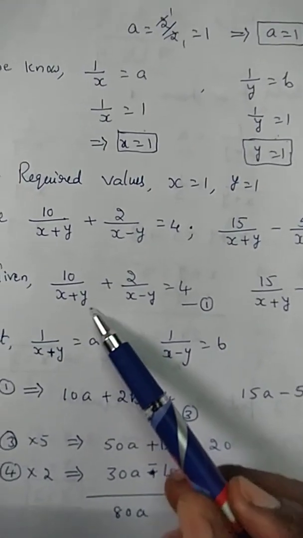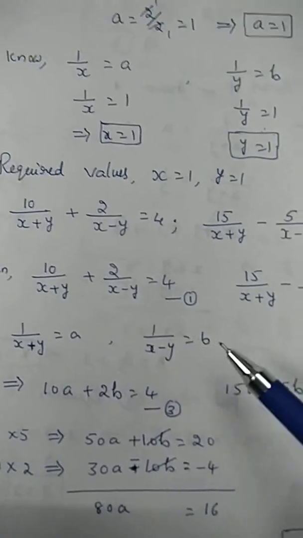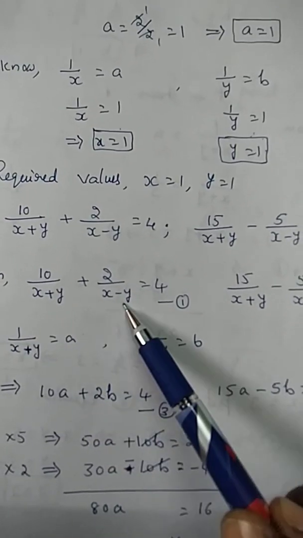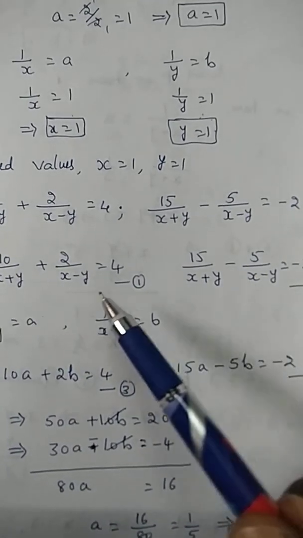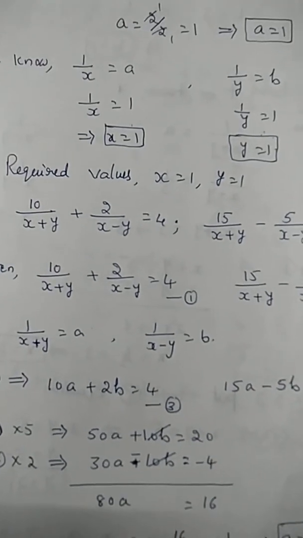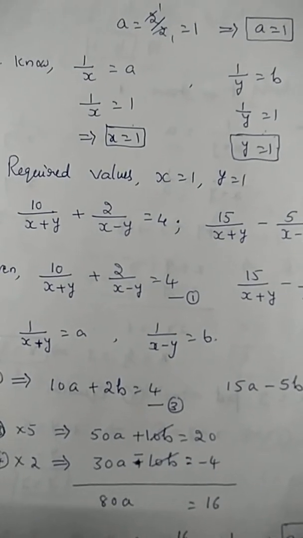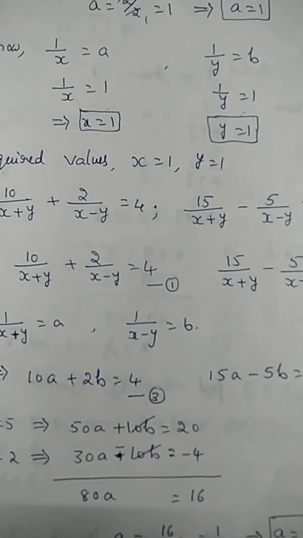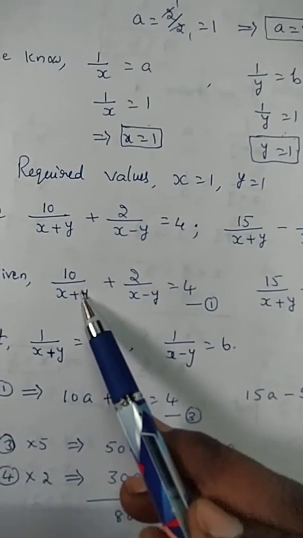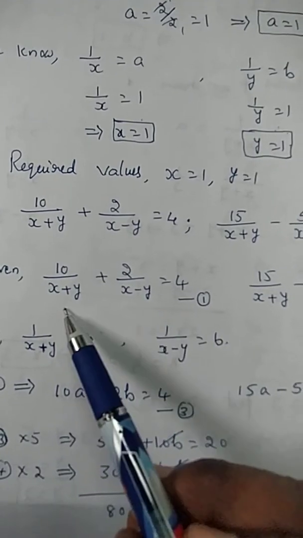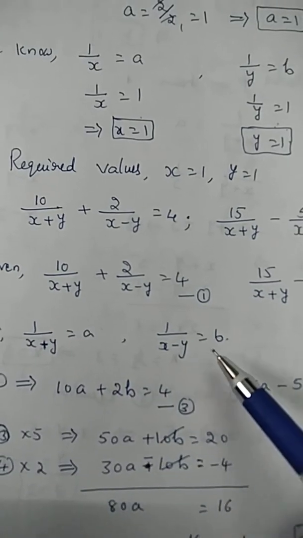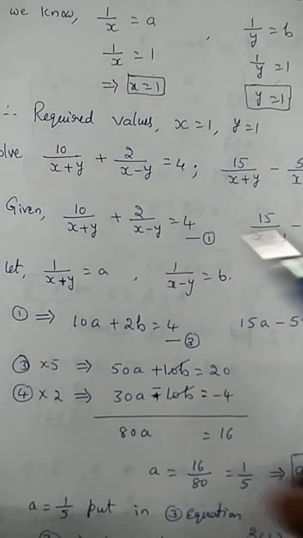Now we can assume that 1 by x plus y is equal to a and 1 by x minus y is equal to b. Clear? Since the first terms in the two equations are 1 by x plus y, we assume that is a, and the second terms in the two equations are 1 by x minus y, which we assume to be b. Clear? In the previous problem we just assumed that 1 by x is equal to a and 1 by y is equal to b, because each term had only one variable, but here each term has two variables. So what is the denominator in that term? We should assume one more variable here: 1 by x plus y is equal to a, 1 by x minus y is equal to b. Substituting it in the first and second equation.